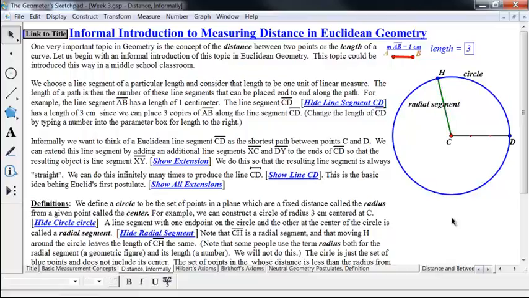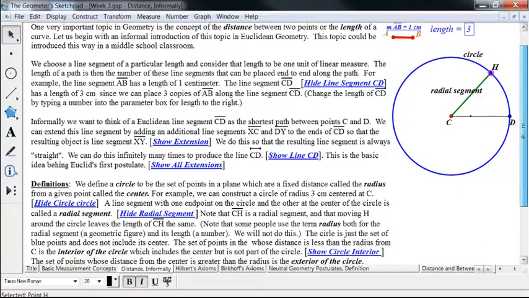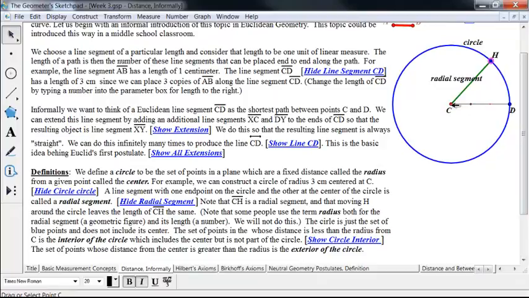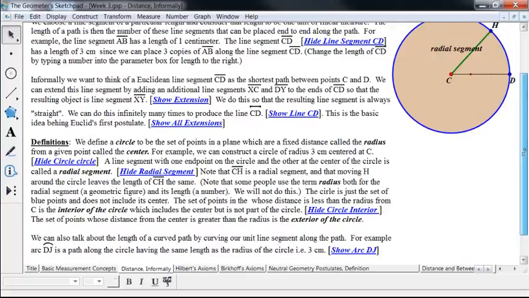Now notice one thing that some people get confused about, beginning students particularly, is that the circle is the set of points that are the blue points here. It does not include any of the points like the center or any of the points out here. The set of points whose distance from the center is less than the radius is called the interior of the circle. So those points there are the interior of the circle. And then the points out here that are unshaded, those points are called the exterior of the circle.